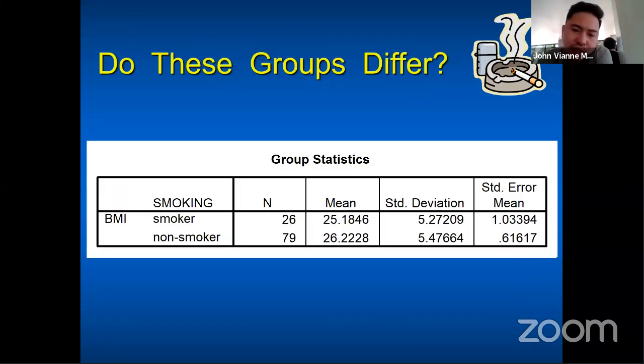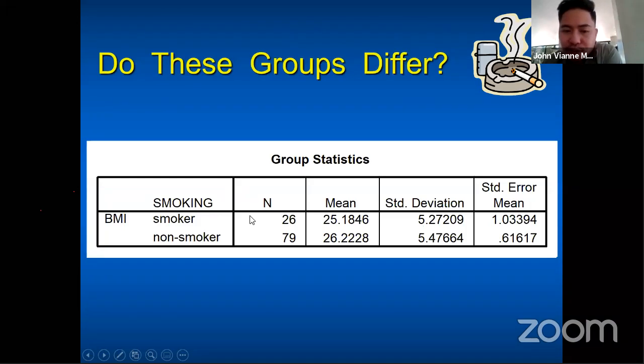So titingnan natin, for smokers, we have 25.1846 as a mean score for BMI, and the non-smokers is 26.2228. So we have a standard deviation of 5.27 for smokers, and 5.47 for non-smokers. However, the number of smokers is 26, while there are 79 non-smokers. So the sample size is quite imbalanced. In every smoker na isa, may tatlong non-smoker. Yan ang ratio natin. However, their BMI is compared here, and we can see that even though the values are close, it seems that non-smokers weigh heavier or have higher BMI compared with smokers.